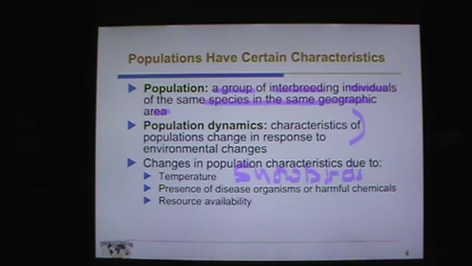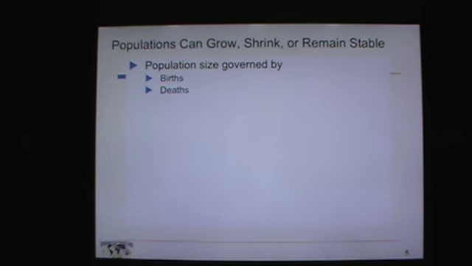Resource availability is another reason why population characteristics change. Populations may no longer be able to support themselves because of a drought or because of a flood. It eliminates certain amounts of land. Arrival or disappearance of species that might be in competition with a population of organisms. So, population size is governed by the number of births minus the number of deaths.